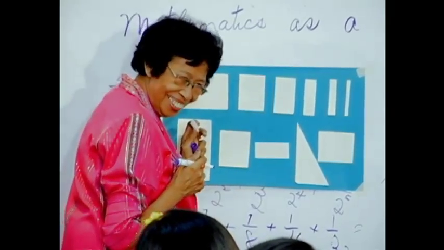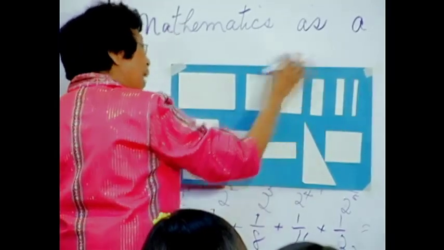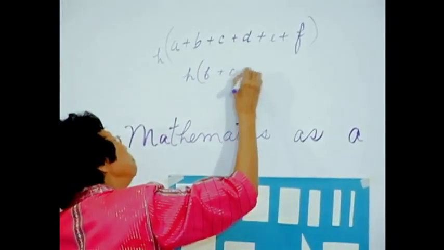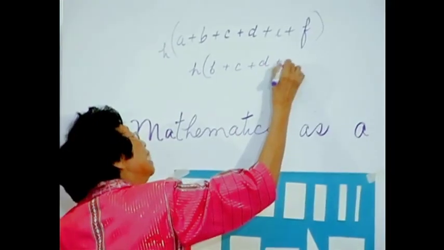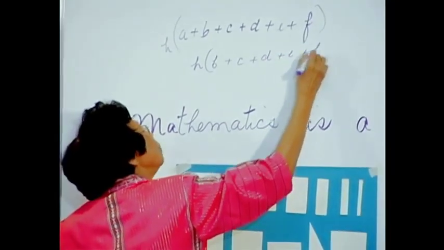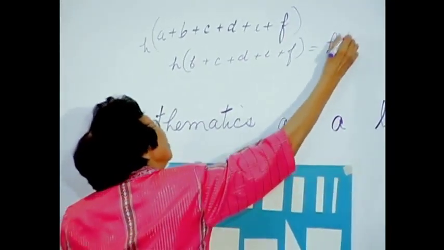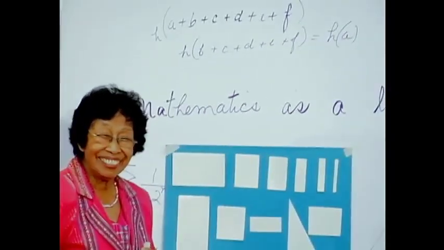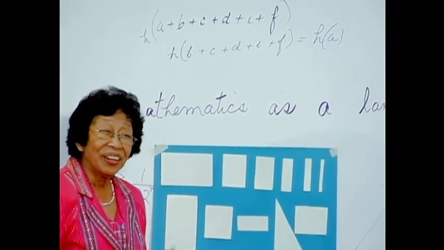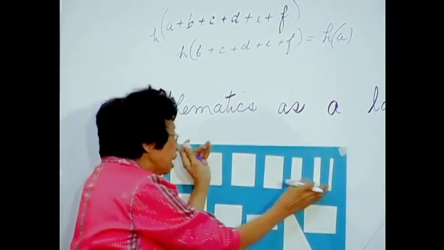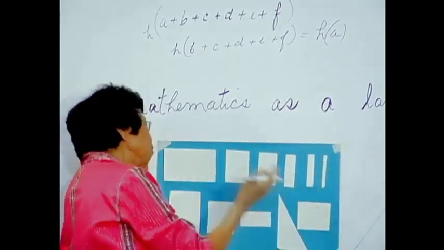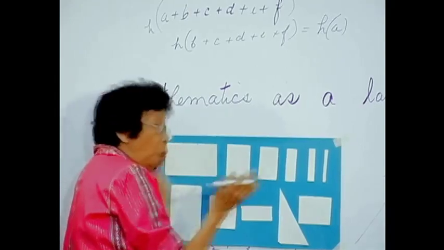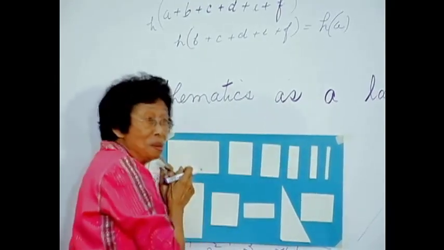Equal. All right? So therefore, can I now say that H times B plus C plus D plus E plus F is equal to H times what? A. Right. Now you have an equation. Right? It's an equation. And therefore, what is the ratio of this many things to this one? 1 is to 1. They are equal, right?